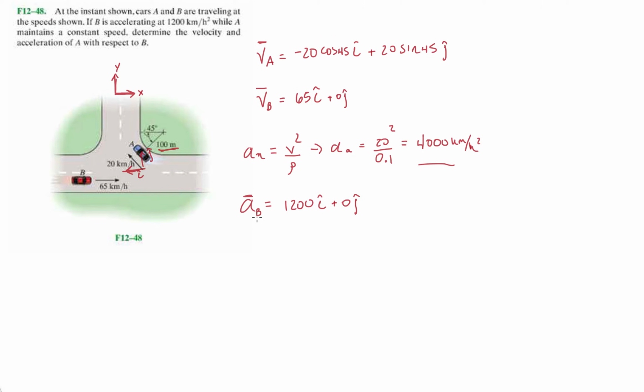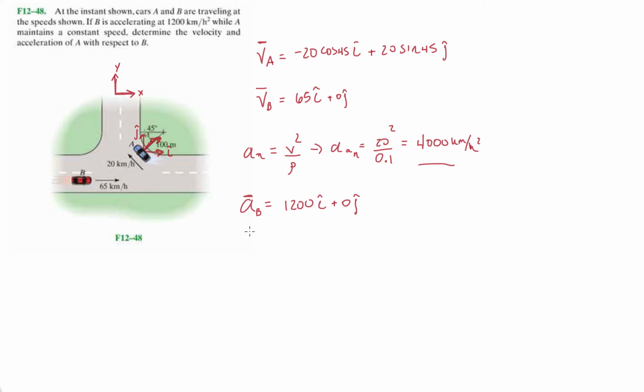Remember that this is the normal acceleration of A, and normal acceleration points into the radius of curvature. So again, we're going to have to split this 4,000 kilometers per hour squared into its corresponding components, our j component and our i component.